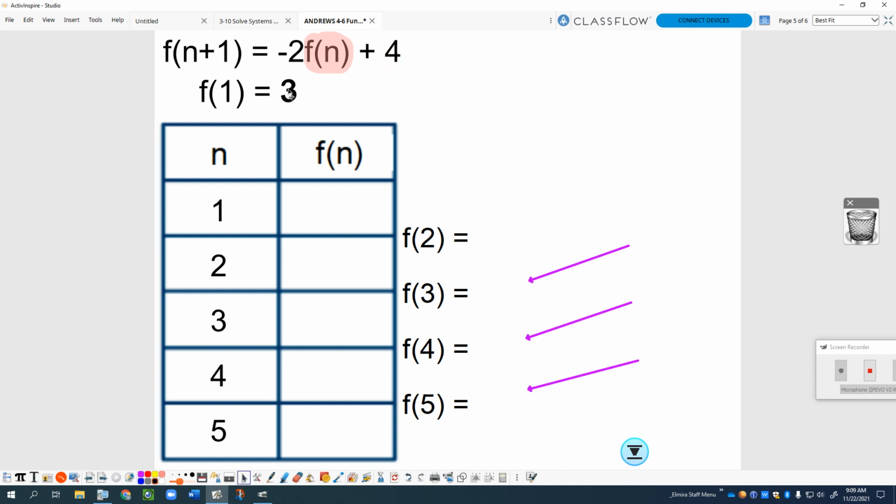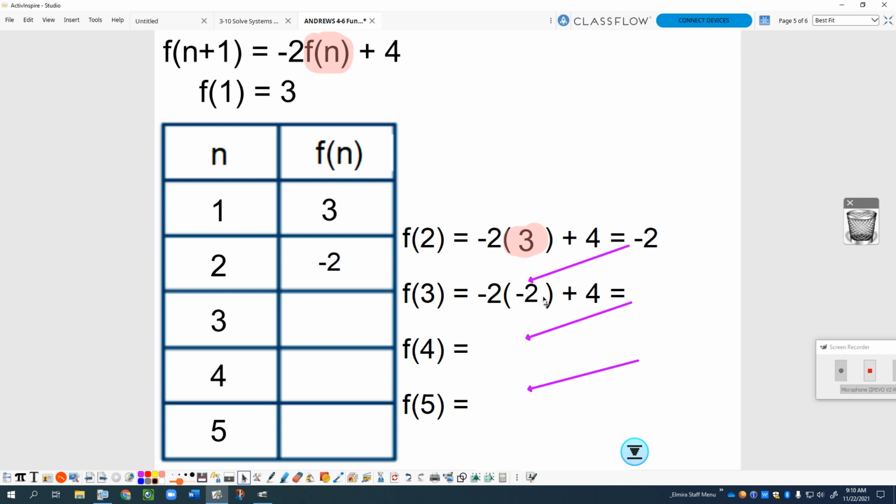So if my first term is 3, it means I'm going to sub in 3 where the parentheses were. I took out all of the pink stuff and I put in parentheses and then I subbed in. So -2 times 3 plus 4 is -2. That becomes my next term, and it's going to be what I sub in.